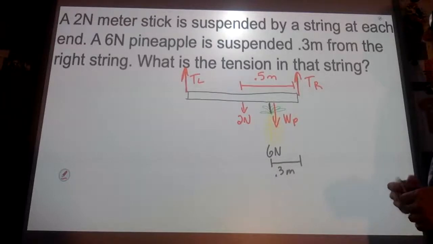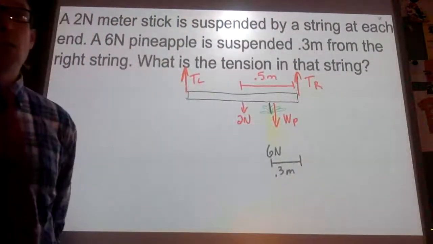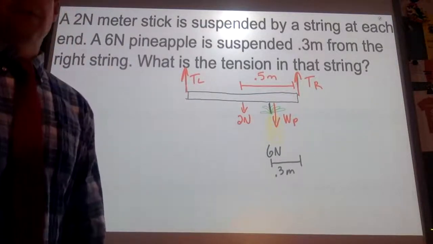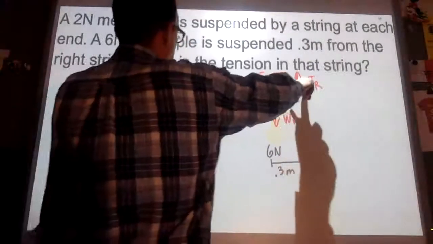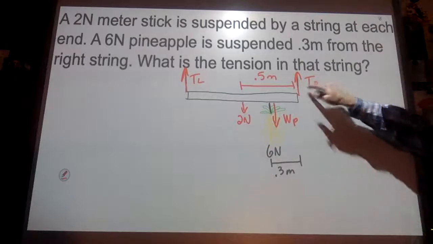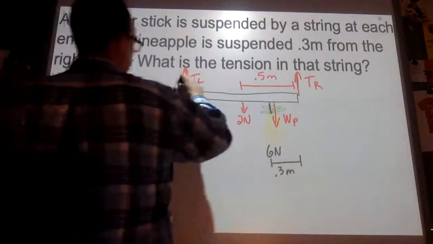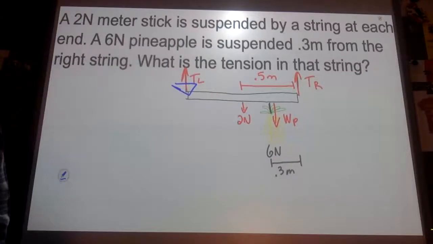All right, so I'm going to balance these forces and this torque. First thing is I need to decide what my fulcrum is going to be. If this system were to fail, one of 2 things would happen. One, this string would snap and the whole thing would swing this way. Two, this string would snap and it would swing this way. Since I want this tension, I'm going to make my fulcrum this point here. If I wanted TL, I would do the opposite. I can do either one.